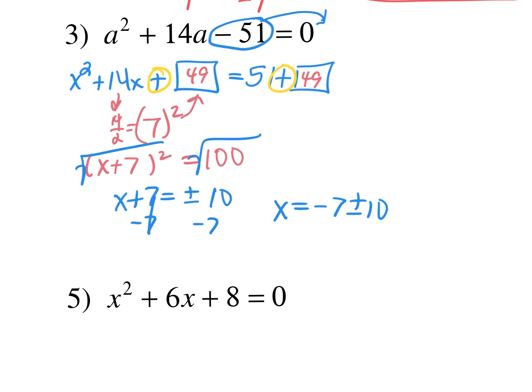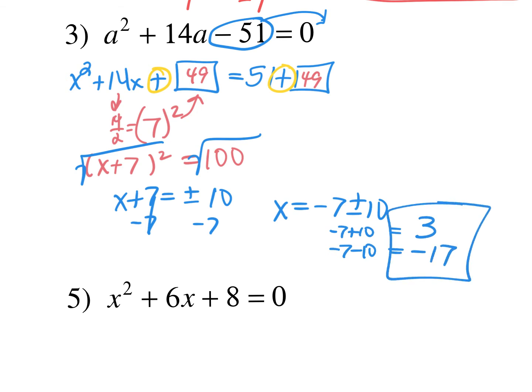Well, can I get 2 answers with negative 7 plus or minus 10? Yeah. You have 2 little equations, negative 7 plus 10, which is 3, and negative 7 minus 10, which is negative 17. There's your 2 x's. Can we keep it as negative 7 plus or minus 10? No. Good question. Good question. If you can simplify, you guys need to.